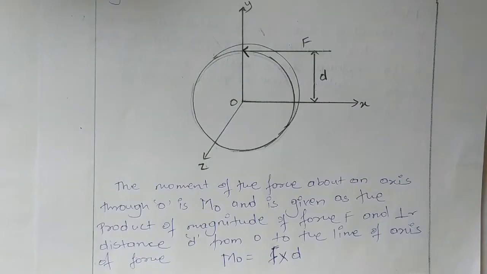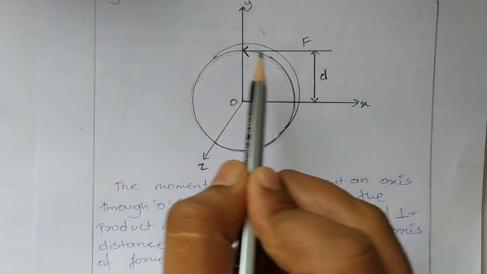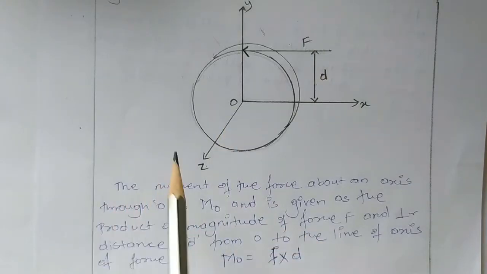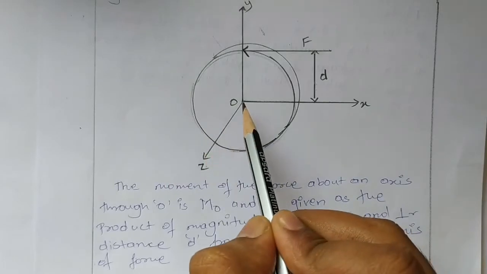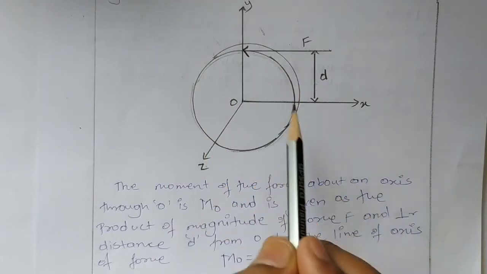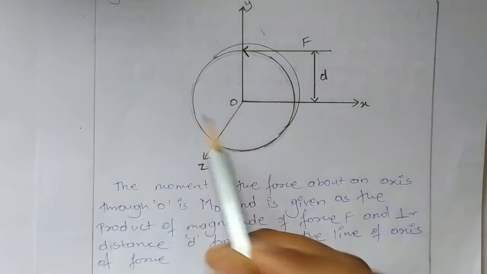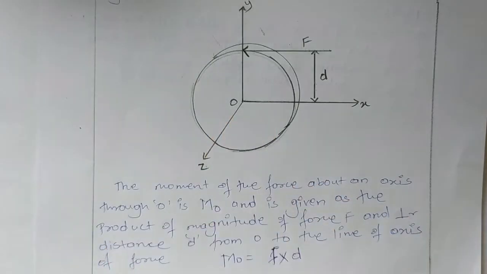In order to make it more clear, we will see an example over here. Consider a rigid body which is acted upon by force F as shown in the figure. Let an axis perpendicular to the plane of paper pass through point O. The force F will have a tendency to rotate this rigid body about this axis. It is called moment of a force.